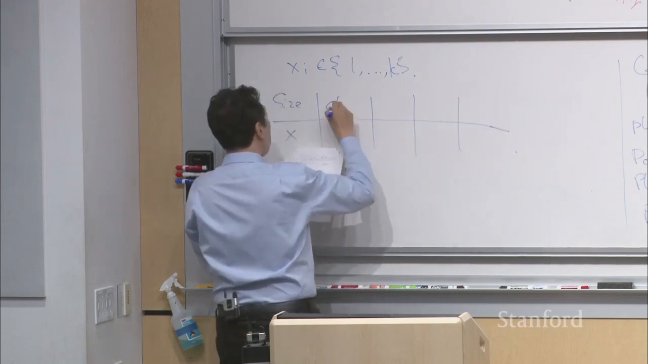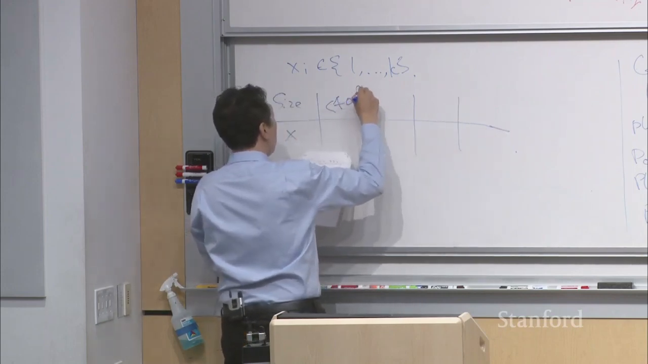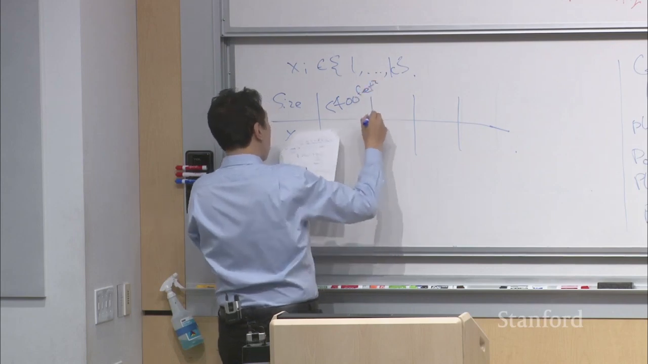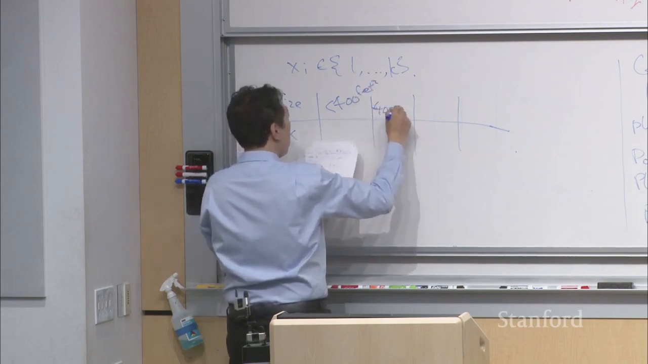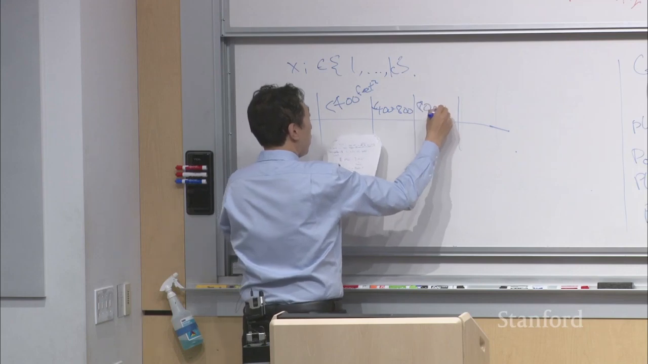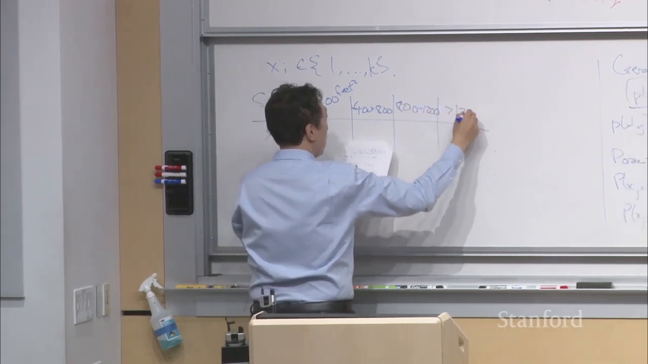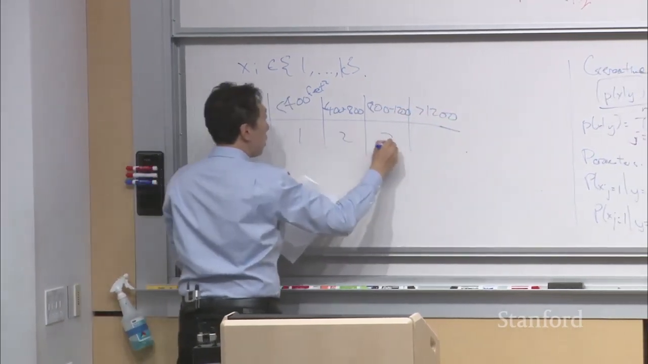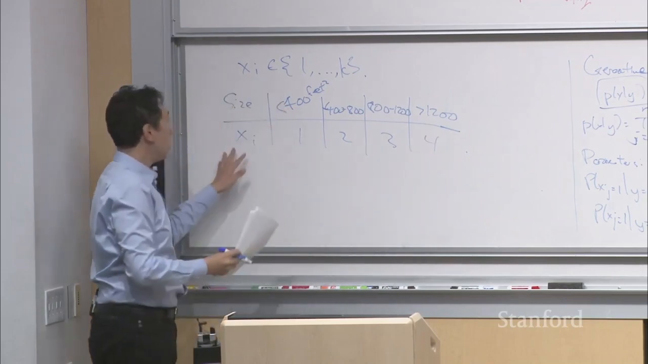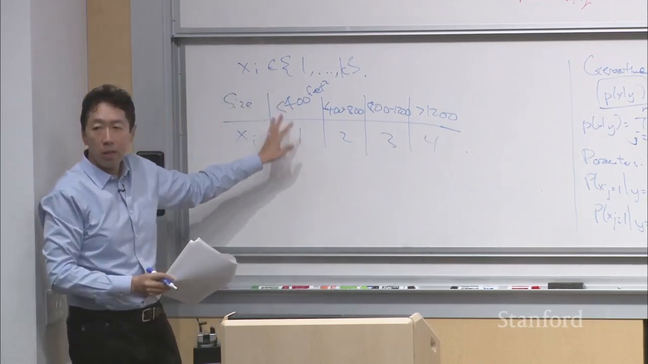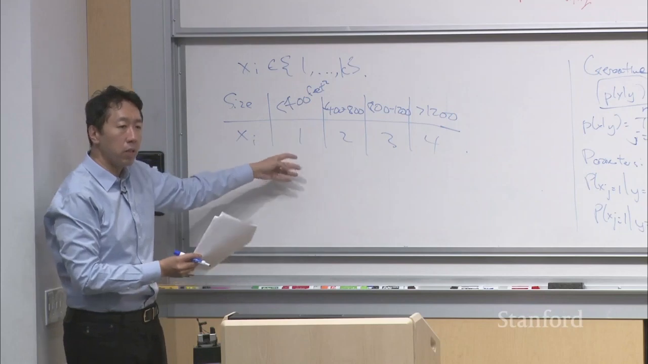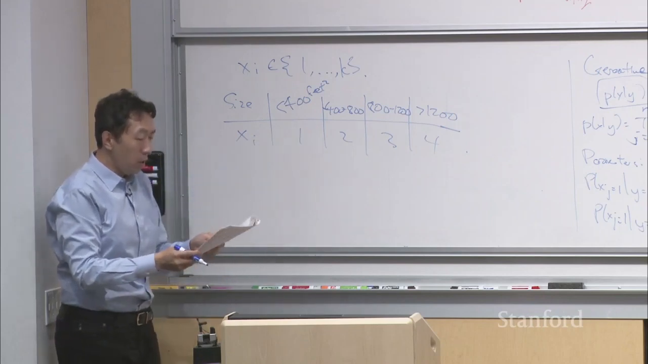So if the size is less than 400 square feet versus 400 to 800 or 800 to 1200 or greater than 1200 square feet, then you can set the feature xi to one of 4 values, right? So this is how you discretize a continuous value feature to a discrete value feature.